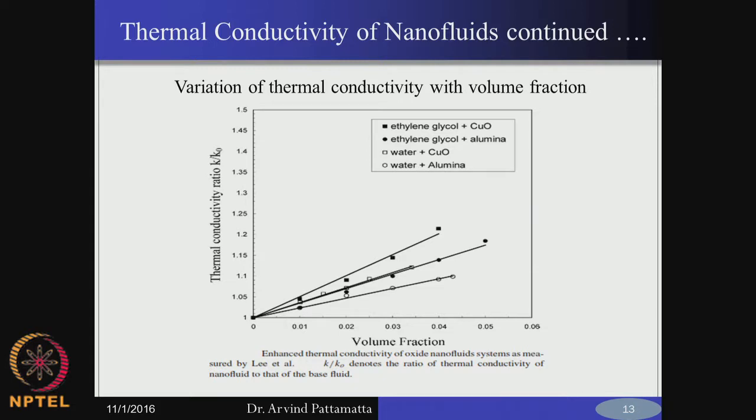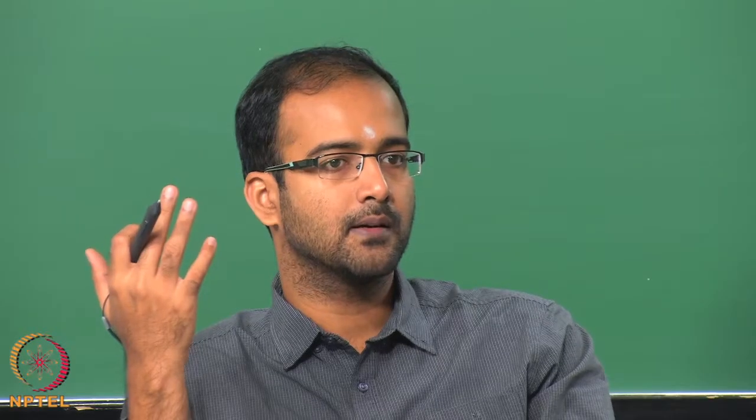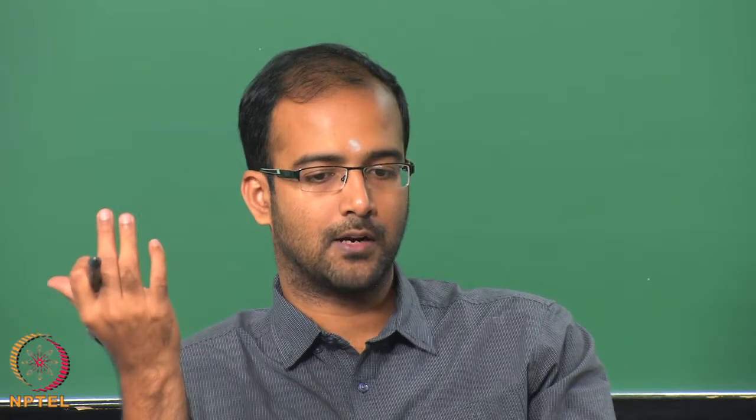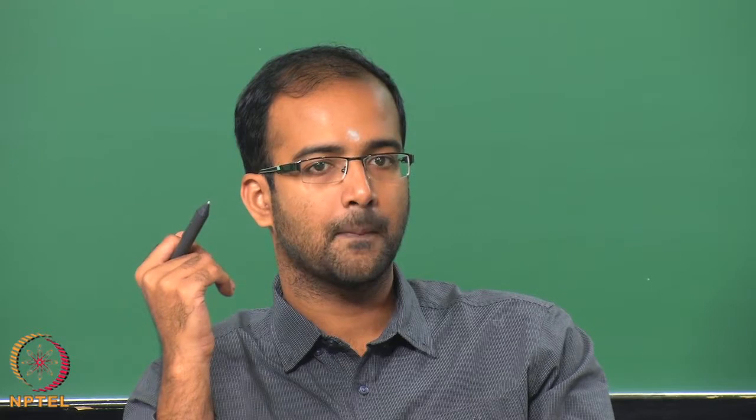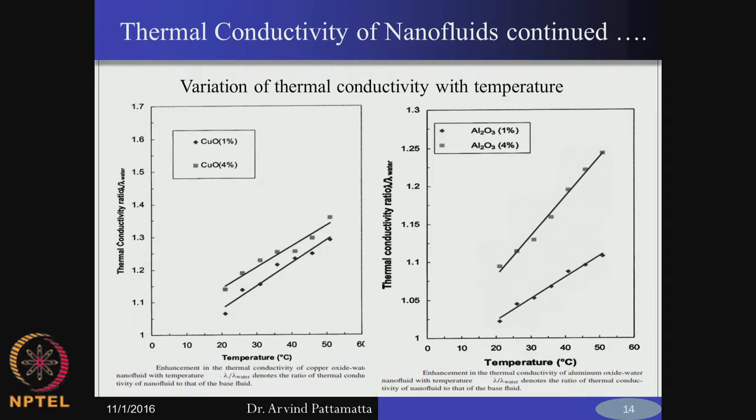And in water also you can alter the enhancement by using different kinds of nanoparticles. So, for example, copper oxide definitely with water is having a higher enhancement compared to alumina. Okay. If you go to other nanoparticles like carbon nanotubes and graphene, they will give you enhancement even better than these oxides.